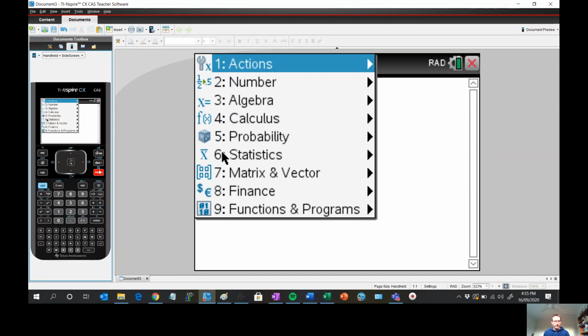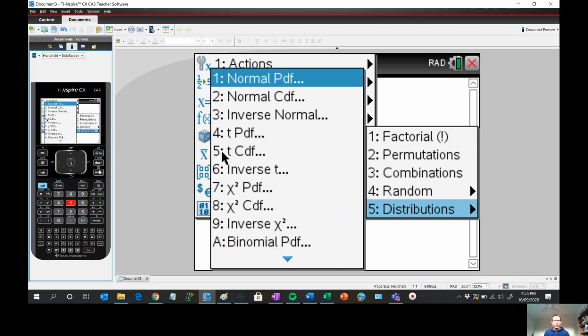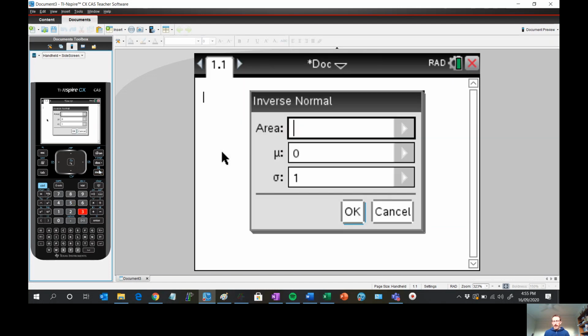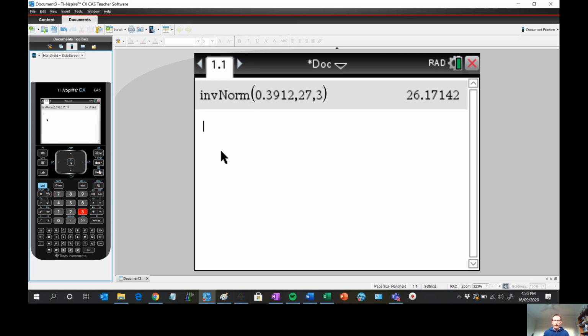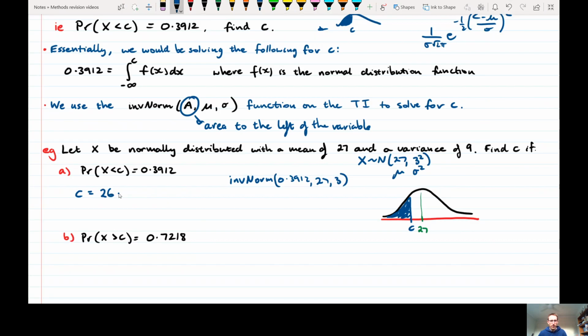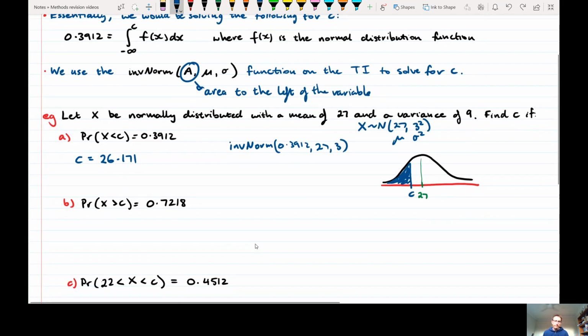So menu, probability number 5, distribution is number 5, inverse normal number 3. Area to the left of your variable was 0.3912. Mean was 27, standard deviation was 3. We press enter, and it gives us 26.171. I've rounded off the 3 there. That is less than the mean, which was 27. So it's a reasonable answer. If we had got a number bigger than the mean, we got an issue.